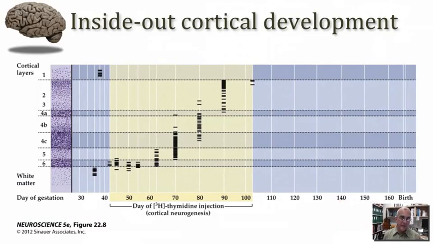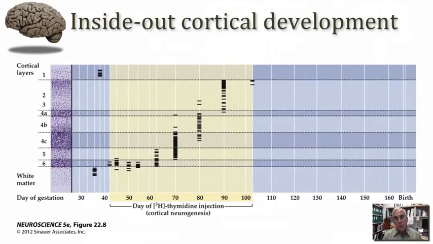And here are some data from what's called birth dating studies that have been done to track the final mitosis of a precursor cell and its ultimate position within the developing cortical plate. Well, there's a technical means by which this can be done. It's described in a box in Chapter 22 if you're interested in how this happens.